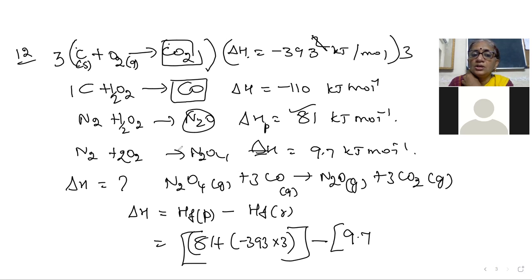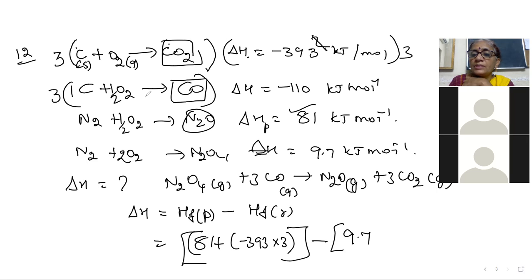Got it? So here, for CO, what is it? Here again, 3 moles of CO is getting involved on the reactant side. So here I have only 1 mole. So what should I do?